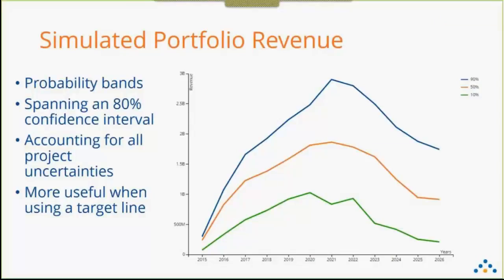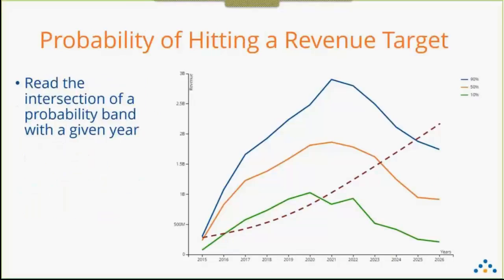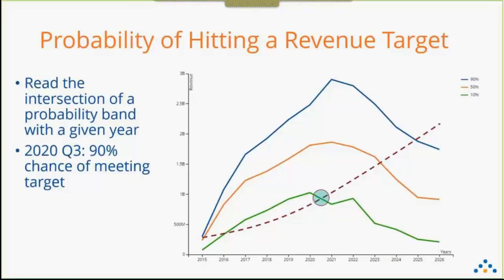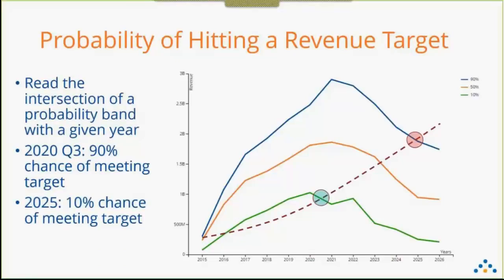So here we're looking at an 80% confidence interval. So we're 80% sure the value in any given year will be between the upper blue and the lower green line, with the median being the orange line. But it's more useful when we're looking at a target across this. And so with that target revenue there, we can say that in 2020, the middle of 2020, we have a 90% chance of meeting our target, only a 10% chance of the value being lower than the target. But in 2025, we only have a 10% chance of meeting our target because we've hit that 90% probability band.